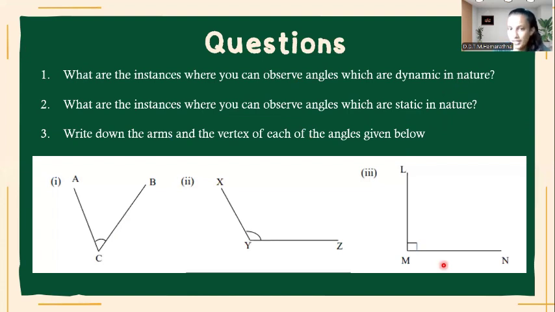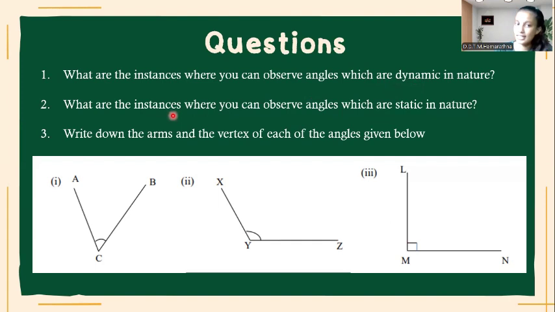Okay, let's see some questions. What are the instances where you can observe angles which are dynamic in nature? Dynamic means it changes with time. I give you an example. Can you remember the magnitude between the hour hand and the minute hand of a clock? Okay, it is a dial. With time, the magnitude between the two hands of a clock changes.